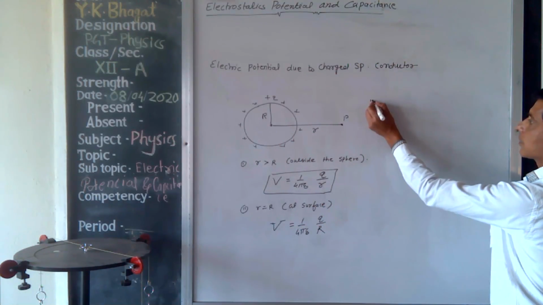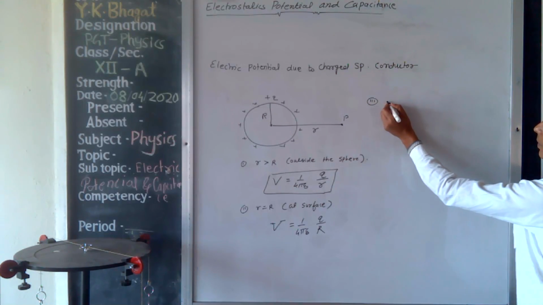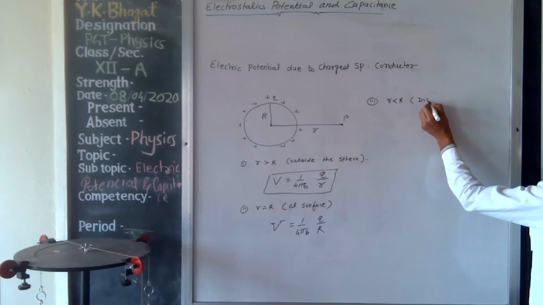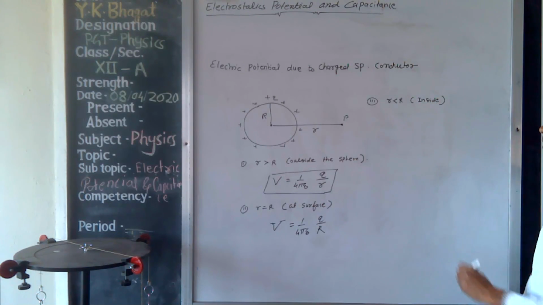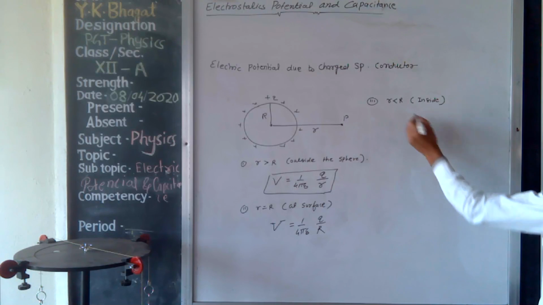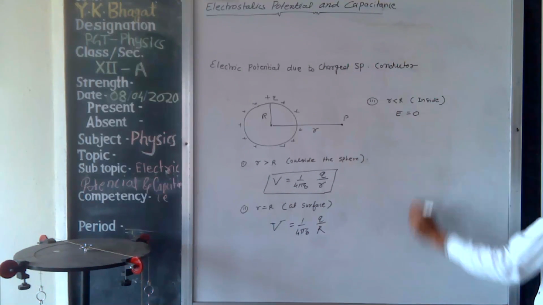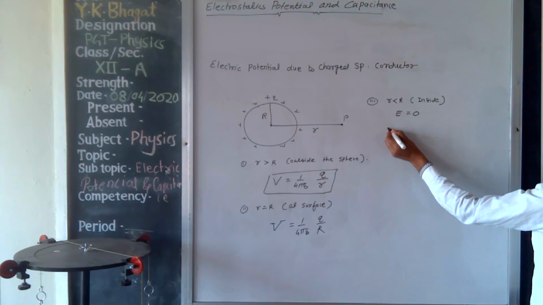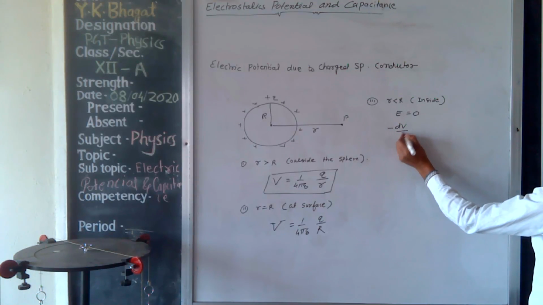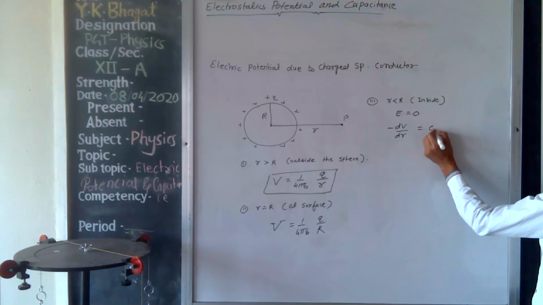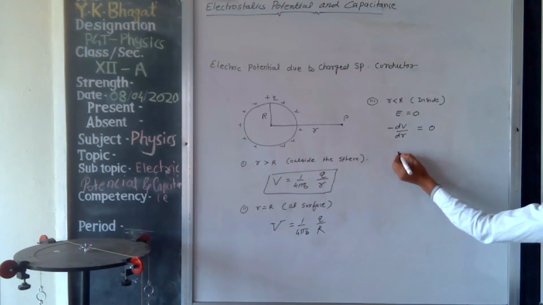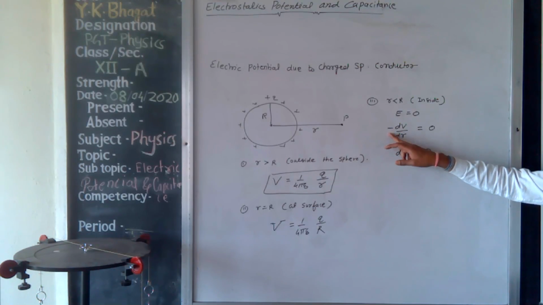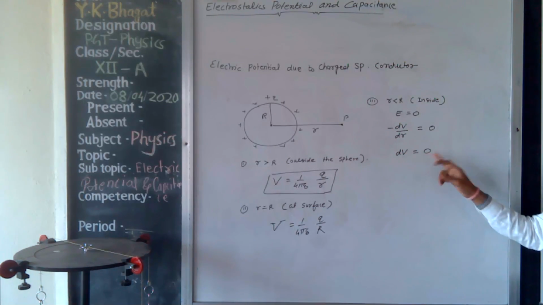But in the third case, when r is less than R, that means inside the sphere, what happens? Inside the sphere, intensity is 0. And we know from the previous topic that intensity is the negative gradient of potential. That means it will be 0, meaning dV equal to 0. When minus dV by dr equal to 0, then dV is 0.